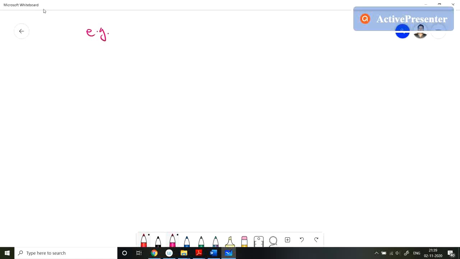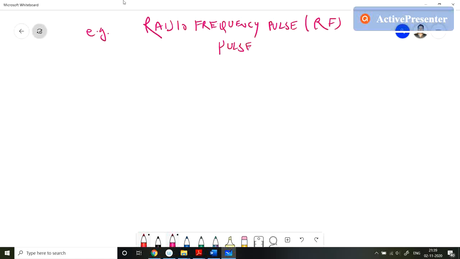Let us take another example. That example is related to a radio frequency pulse, which we simply call an RF pulse. So let us see what is happening here.